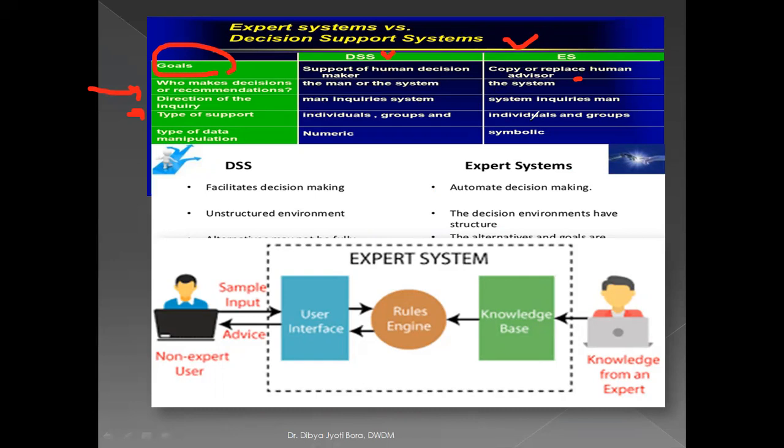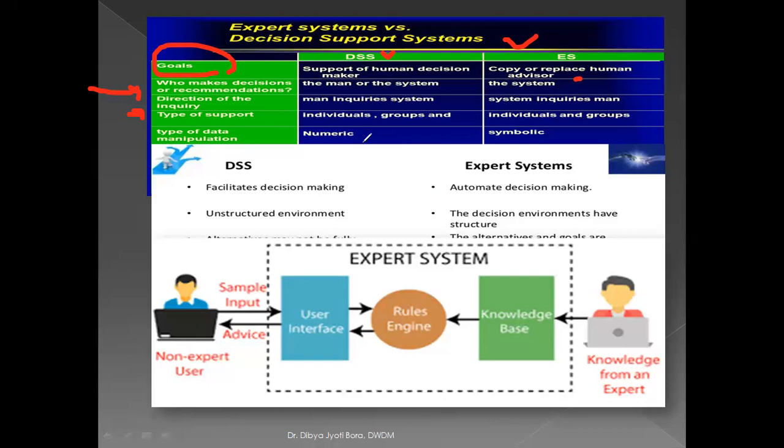It will ask you what your body temperature is now, it will take this report, then what how you are feeling now, and these different conditions, the system will ask you to input that, right? So system is inquiring man in the case of expert system.